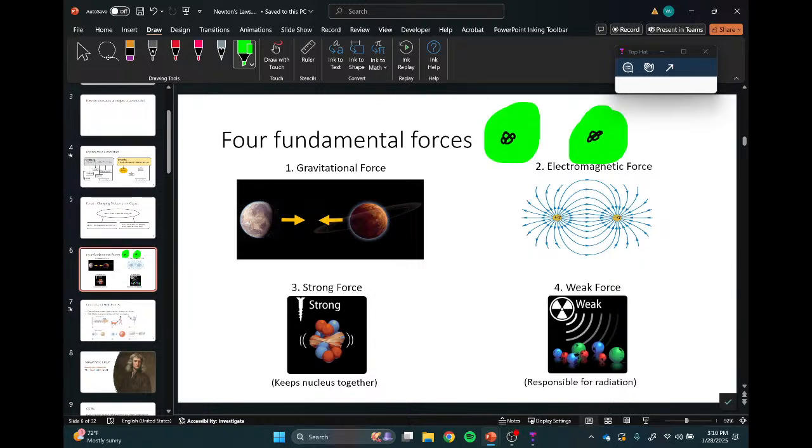Gravity. You all experience gravity even if you're in the air. Even if you're not touching the earth, you get pulled down by the earth. You're not touching the earth and yet it pulls you. The electromagnetic force, same thing. Two electrons are next to each other. They're not touching, but they still repel each other.